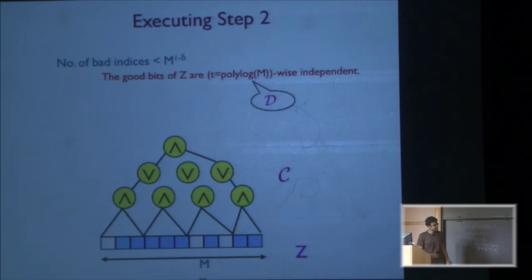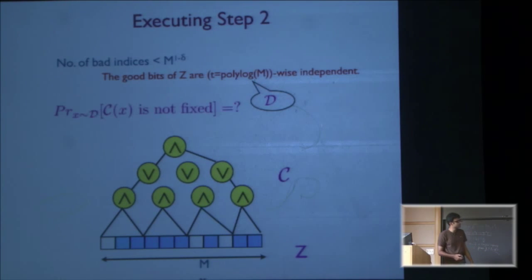The thing we are concerned with is how much influence this set of bad bits has on C. So for this, we look at the probability that, when the good bits are chosen from this t-wise independent distribution, C is not fixed. This essentially is the quantity which shows the amount of influence that the bad guys have on the function C.